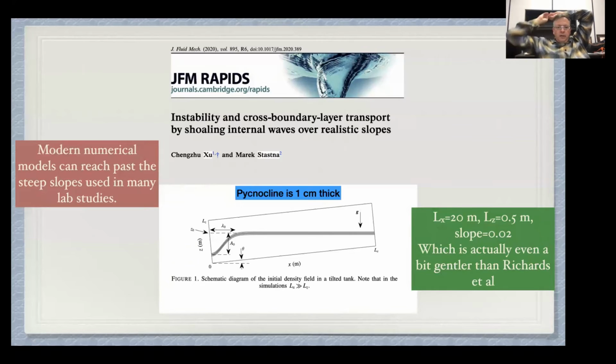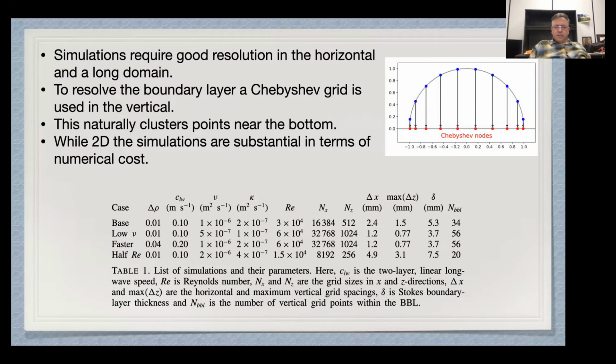Okay, so Will Zhu, who was another great student, same vintage as David Deepwell, did some of these experiments late in his PhD. We did a 20-meter tank that was a half meter deep, and the slope was 0.02. So it was even more gentle than what Richards and Bourgault measured in the Gulf of St. Lawrence. Okay, so this is some technical stuff.